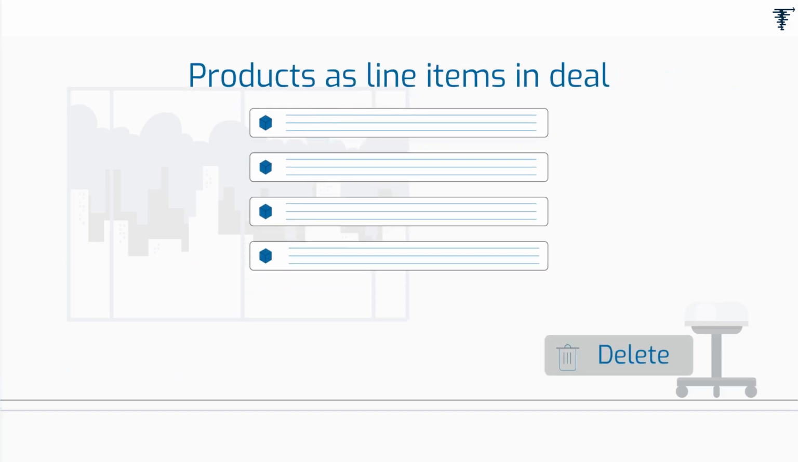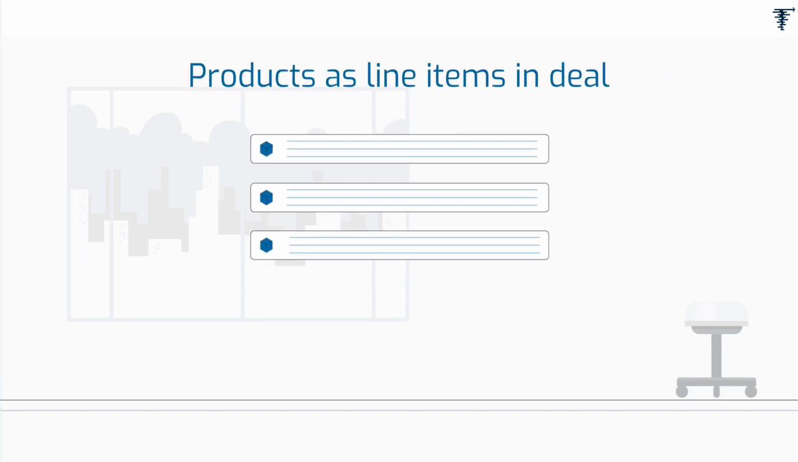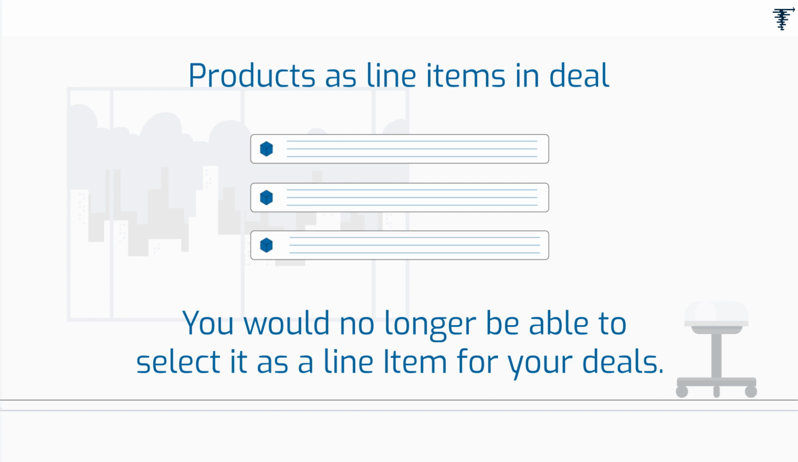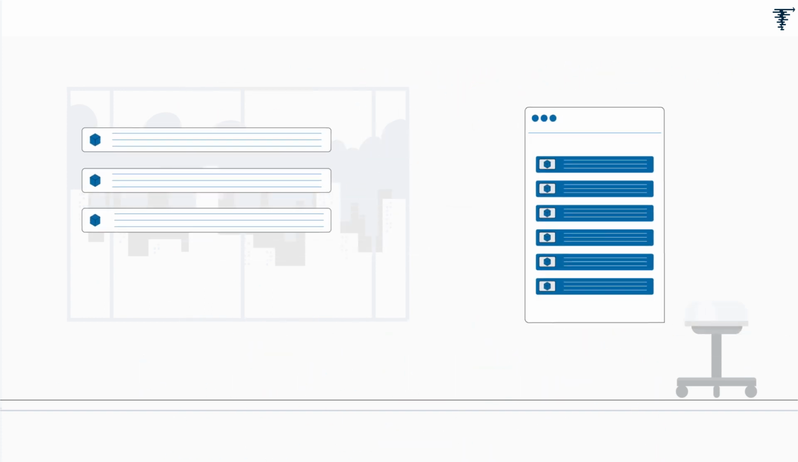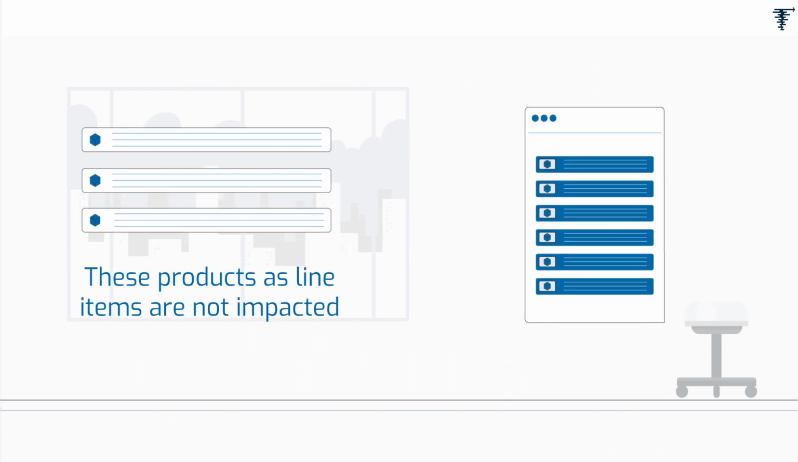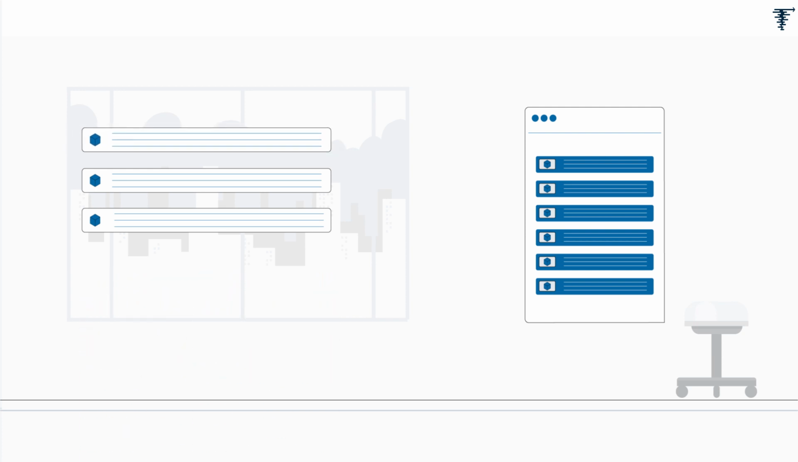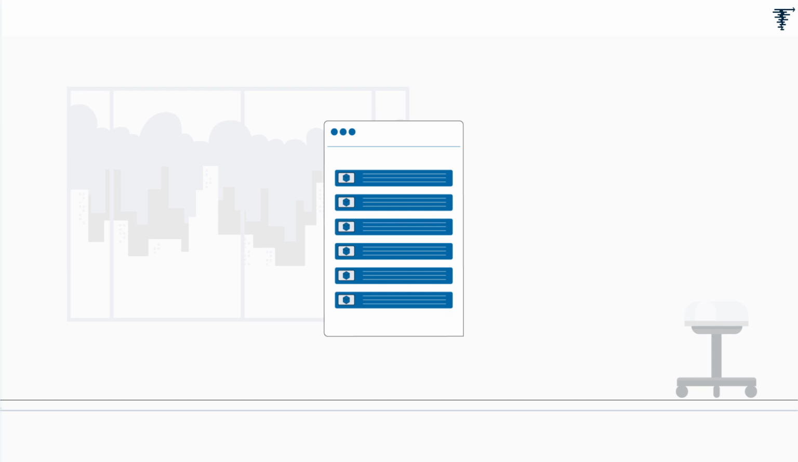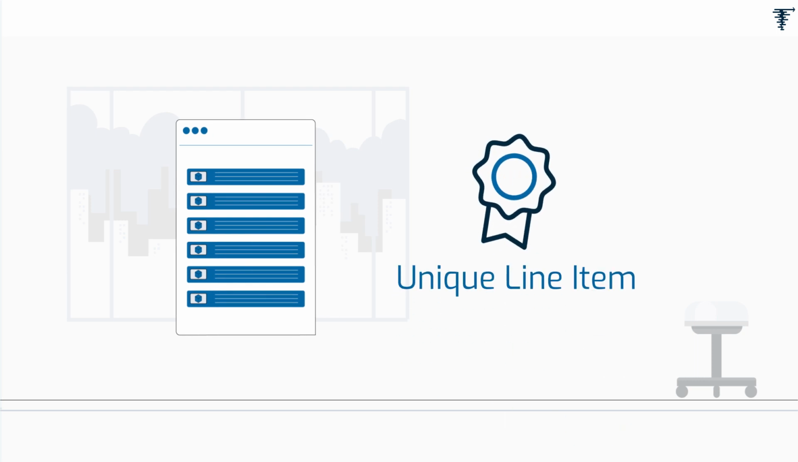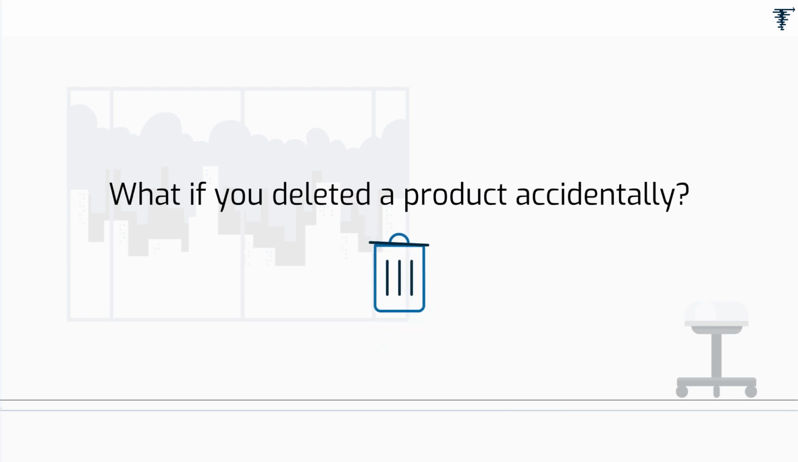Deleting the product from the product library means that you would no longer be able to select it as a line item for your deals. Do not worry. Your existing deals where you used these products as line items are not impacted. Your pre-existing line items based on these deleted products are still part of the deal. That's because a product's instance is added to a deal like a unique line item, which does not change with deletion of the product. What if you deleted a product accidentally?